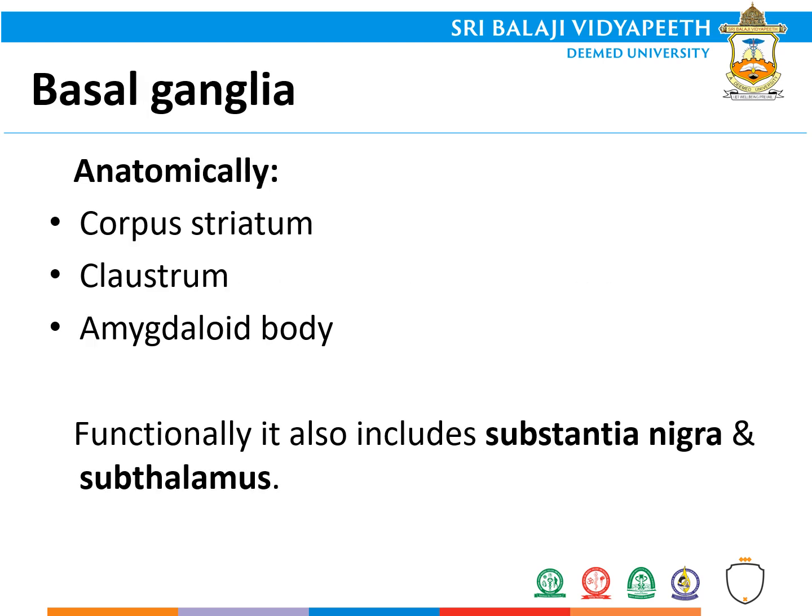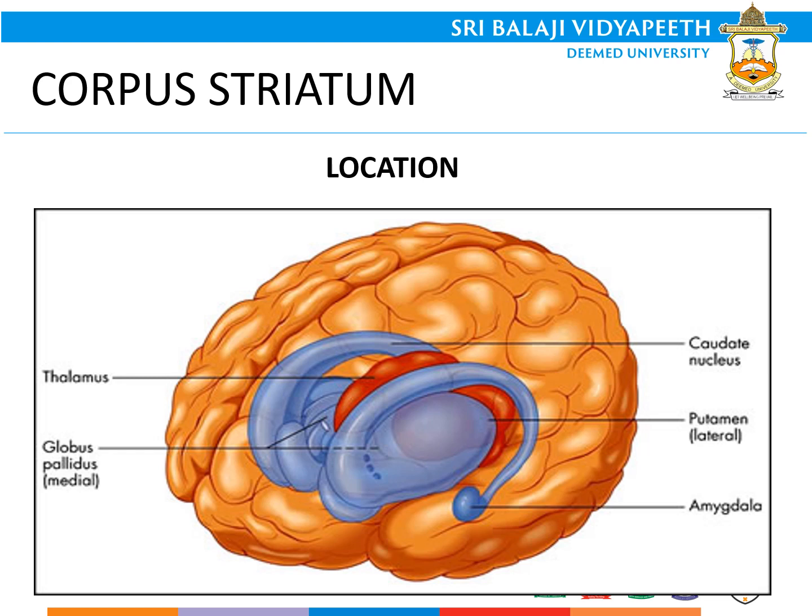Coming to the basal ganglia, anatomically the basal ganglia includes the corpus striatum, the claustrum, and the amygdaloid body, whereas functionally the basal ganglia also includes the substantia nigra and the subthalamus. The corpus striatum is located on either side of the thalamus. Here this is the thalamus in the middle, and you have the corpus striatum on either side of it.